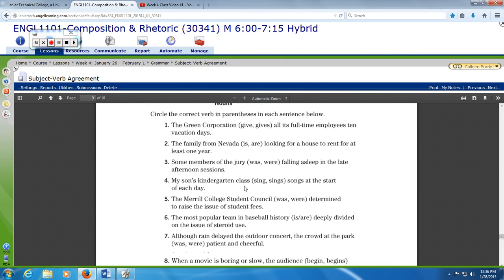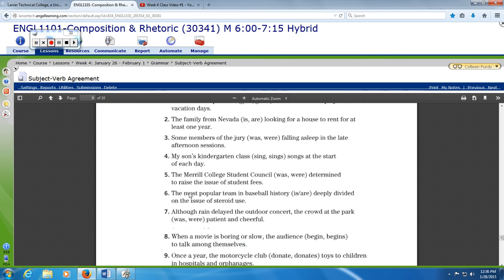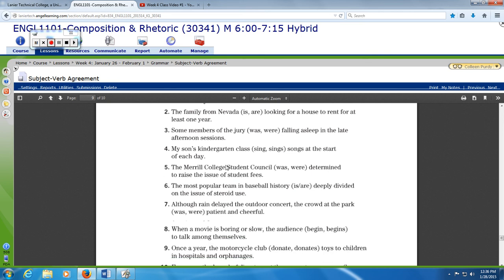My son's kindergarten class. Your subject is class. All these are just descriptors describing the class. Class is singular, so it sings. The Merrill College Student Council. This is a proper noun, but it is a singular noun. It was determined. Most popular team in baseball history. In baseball history, prepositional phrase. On the issue of steroid use. Team is your subject. Team is singular. Is. Team is deeply divided.